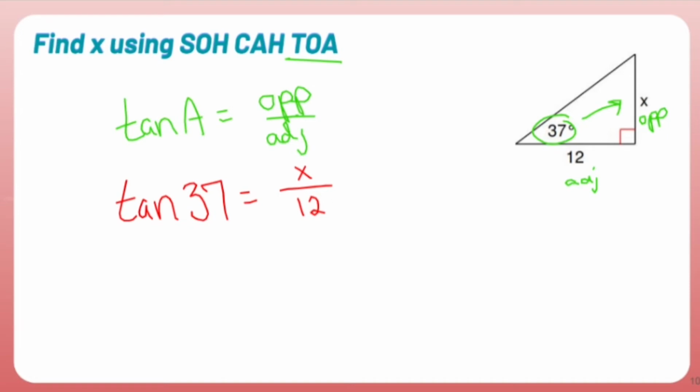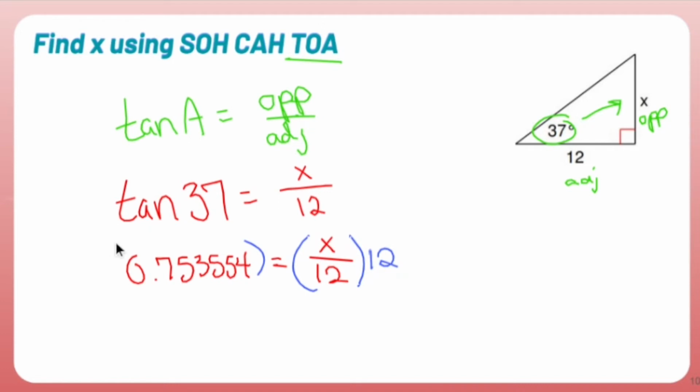Tangent 37, according to Desmos, is 0.753554. An unnecessary amount of decimals, but I always like to write more than I need. So tan 37 turns into that. Nothing happens on the right side until now. Is x all by itself? No, it's not. 12 is being divided from it, but this is just an Algebra 1 problem. Multiply both sides by 12. So I'm going to take that ugly number that my calculator has, multiply 12 to it, and I get 9.0426 blah, blah, blah is going to equal x.